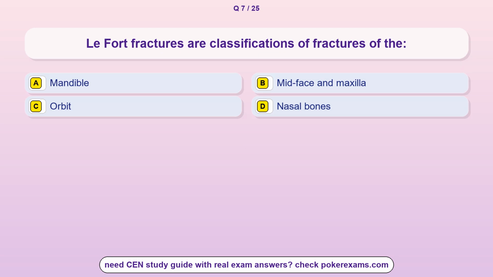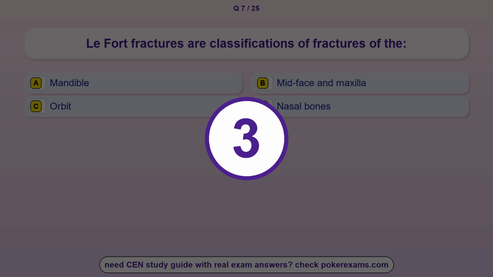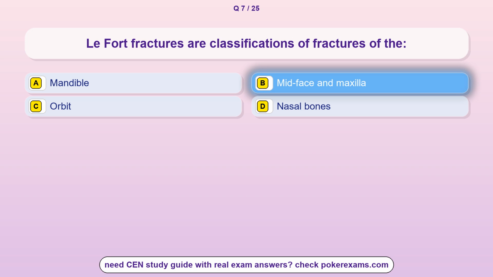Question 7. Le Fort fractures are classifications of fractures of the: Option A, mandible. Option B, mid-face and maxilla. Option C, orbit. Option D, nasal bones. The correct answer is option B, mid-face and maxilla.